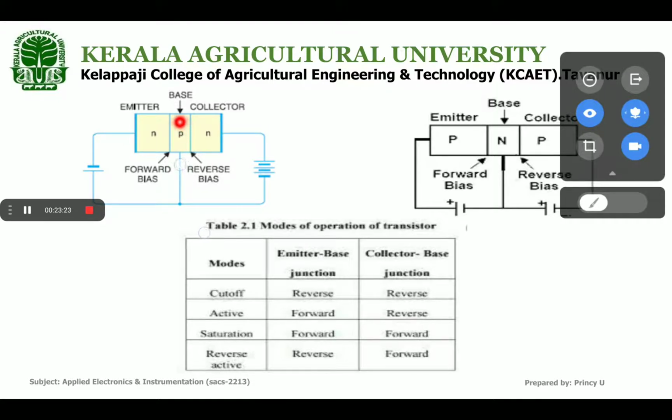But the base, we already know that the base is very thin and lightly doped. So there is a small electron hole pair combination occurring. As these electrons flow through the p-type base, they tend to combine with the holes. As the base is lightly doped and very thin, only a few electrons will combine with the holes, and which constitutes the base current.